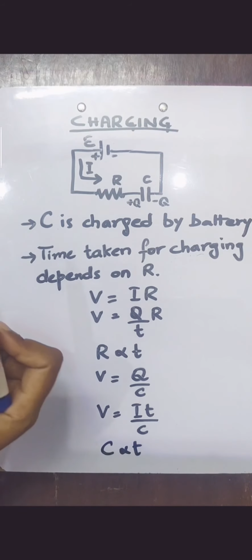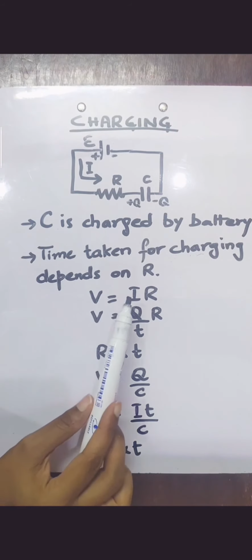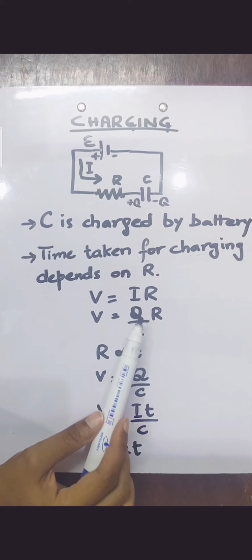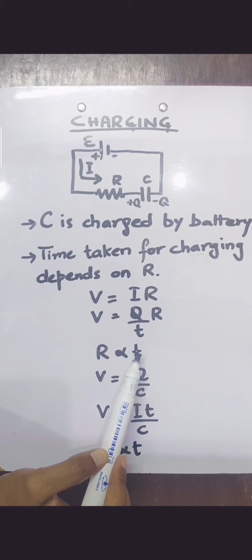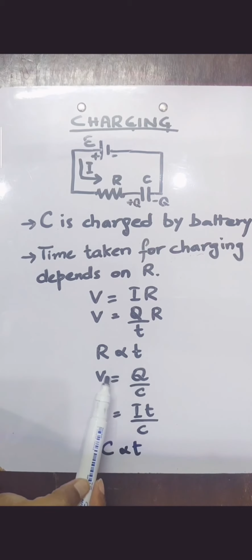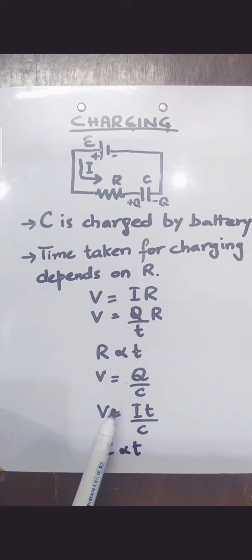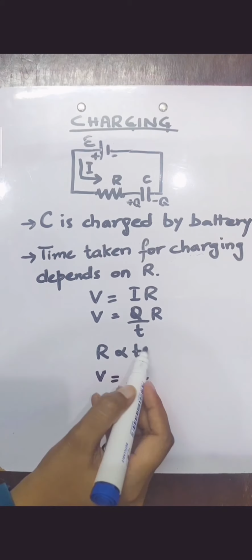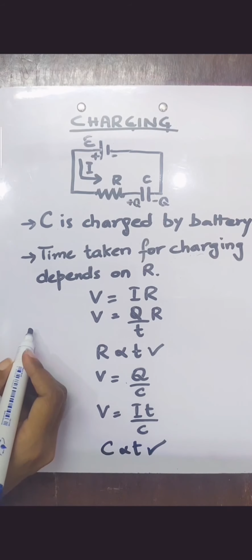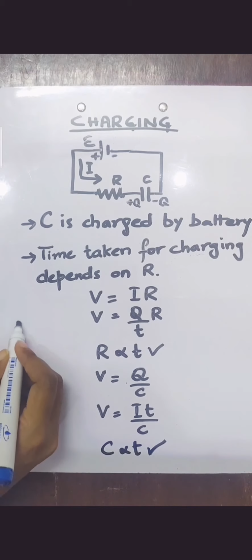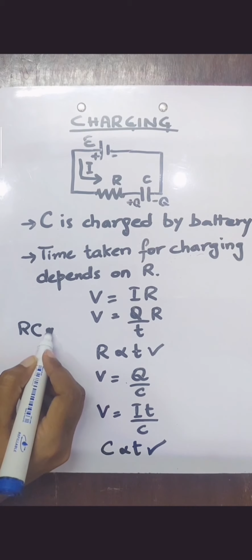Now how can we say this? By using Ohm's law, V equals IR, and putting the value of I, we see that R is directly proportional to T. And using the formula for charge, Q equals CV, we have V equals Q by C. Putting the value of Q, we get C directly proportional to T. Now combining these two relations, we deduce that RC is directly proportional to T.